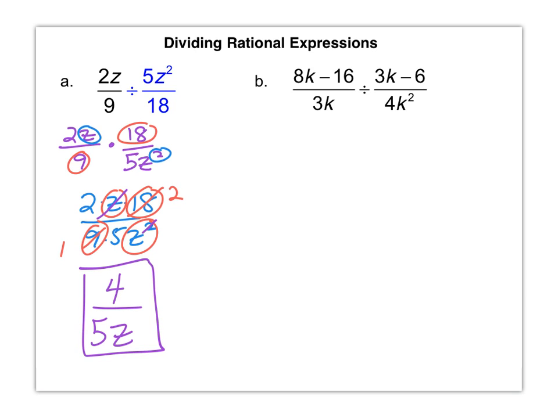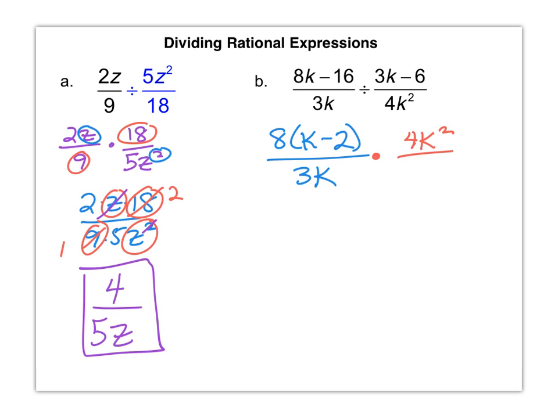Part B, we have 8k minus 16 over 3k divided by 3k minus 6 over 4k squared. Let's write the first one in factored form. The common factor of the numerator is 8, and then we'll have k minus 2 over 3k. We're going to change the division sign to a multiplication and write the reciprocal, 4k squared in the numerator and 3k minus 6 in the denominator. Now, this denominator actually can be simplified.